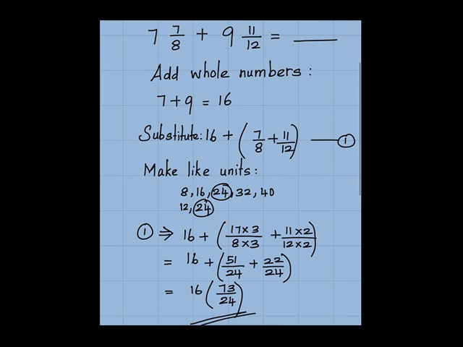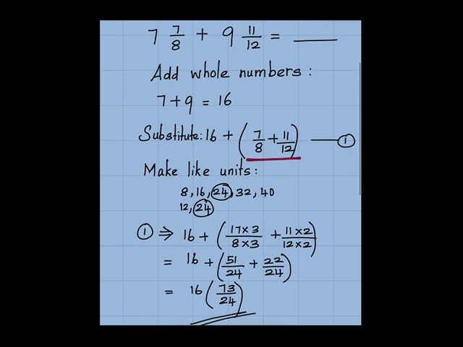Let us solve the next problem. 7 and 7 over 8 plus 9 and 11 over 12 equals what? We have two mixed numbers here. So first step, let us add the whole numbers first. So 7 plus 9 becomes 16. Let's substitute 16 instead of 7 and 9. So 16 plus, and let's add the fractions next. So 7 eighths plus 11 twelfths.